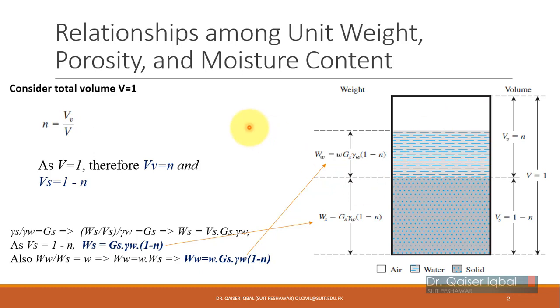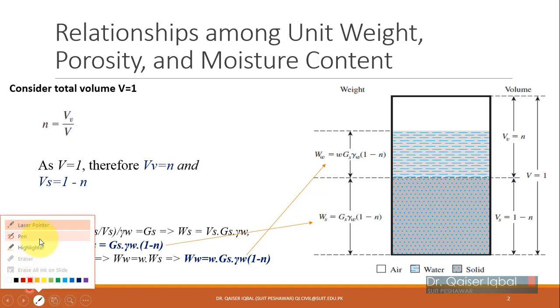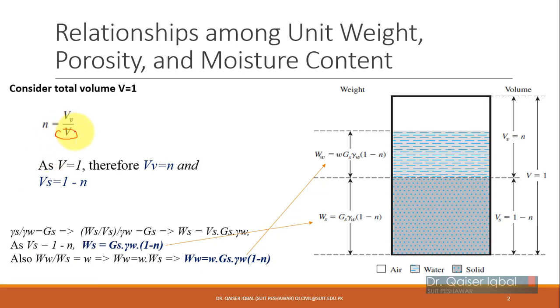So now let's consider that we have a volume of soil equal to 1, that is 1 cubic meter or 1 cubic foot or 1 cubic centimeter of soil, a unit volume. If we consider that the volume of the soil is equal to 1, then we know from this equation that the porosity is equal to volume of voids divided by the total volume, because we have taken total volume equal to 1. So if we replace V by 1 in this equation, volume of voids will be equal to n.